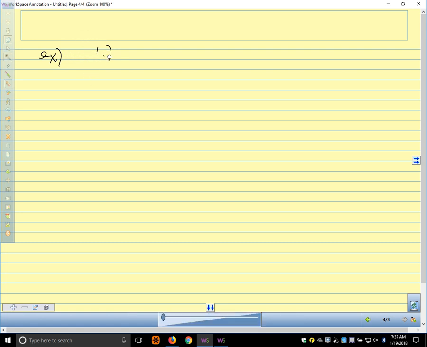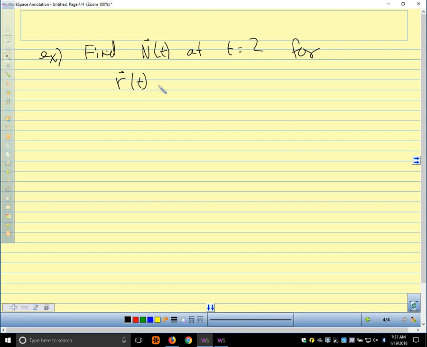So we want to find N of t, our principal unit normal vector, at t equals 2 for r of t. This is a simple function, t i hat plus 1/2 t squared j hat. What is this curve? Parabola. y equals 1/2 x squared. So a simple curve, relatively simple, pretty simple functions.